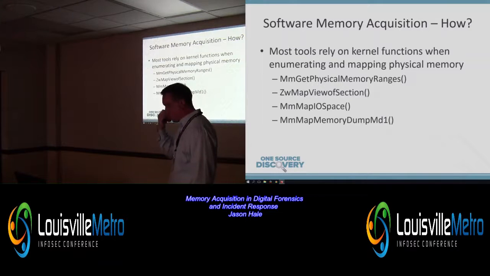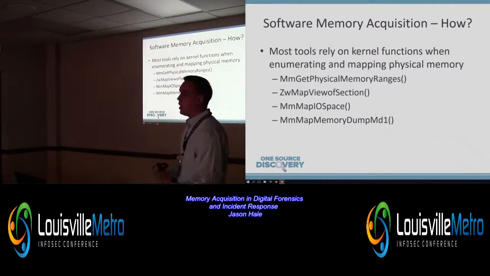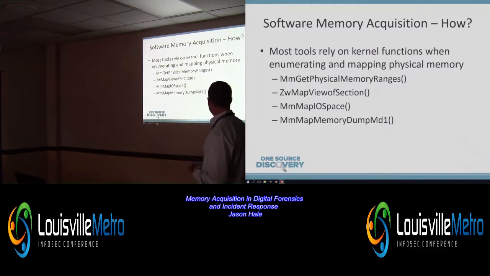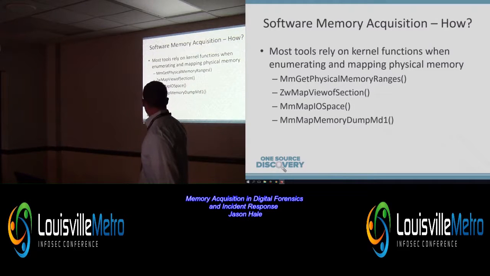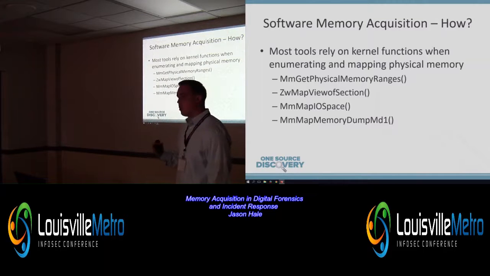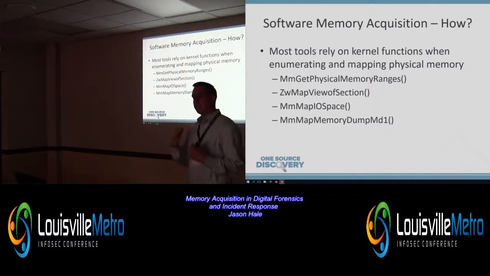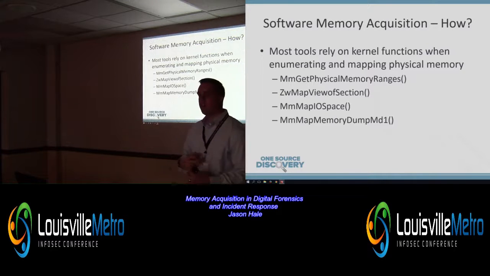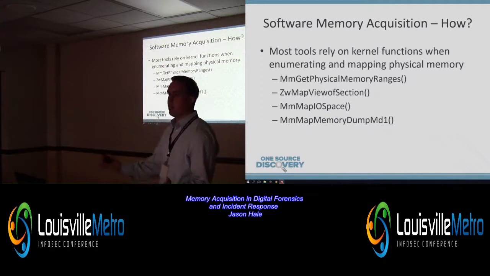As I mentioned, most software tools will use kernel functions to interact with memory and be able to dump it. I'm not going to go into what each one of these means. If you're interested, you can look them up. They're all on the TechNet website, I believe. Essentially, they're using a number of kernel functions to figure out which areas of memory they need to map and which areas of memory they need to dump. All of their functions are carried out using these kernel APIs that are provided by the operating system.